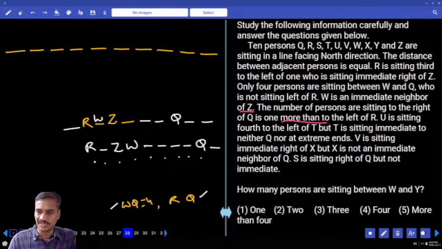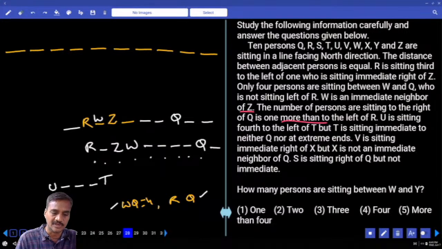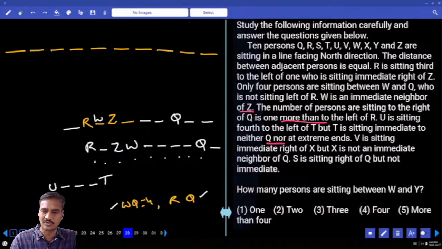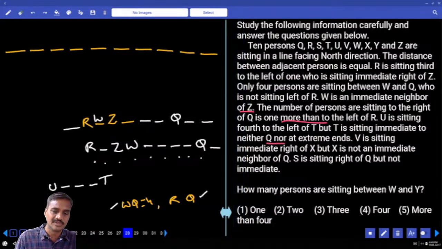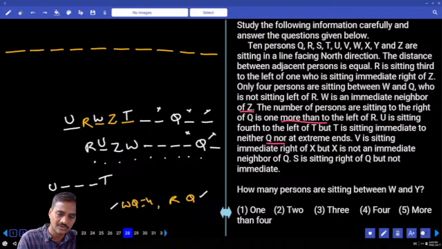Then one more: U is sitting 4 to the left of T. That means there are 3 persons in between. But T is sitting immediate to neither Q nor at the extreme. Now T cannot be here, cannot be here, cannot be here. Then what is the only possibility we have? T is here, U will be here. And T is not adjacent to Q. Now U is here, 1, 2, 3, T is here.